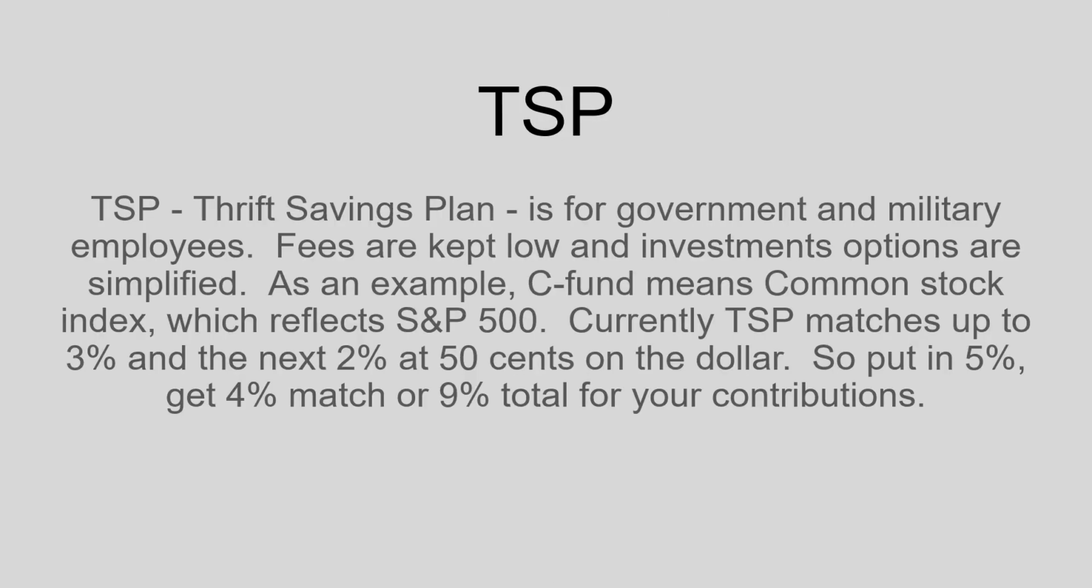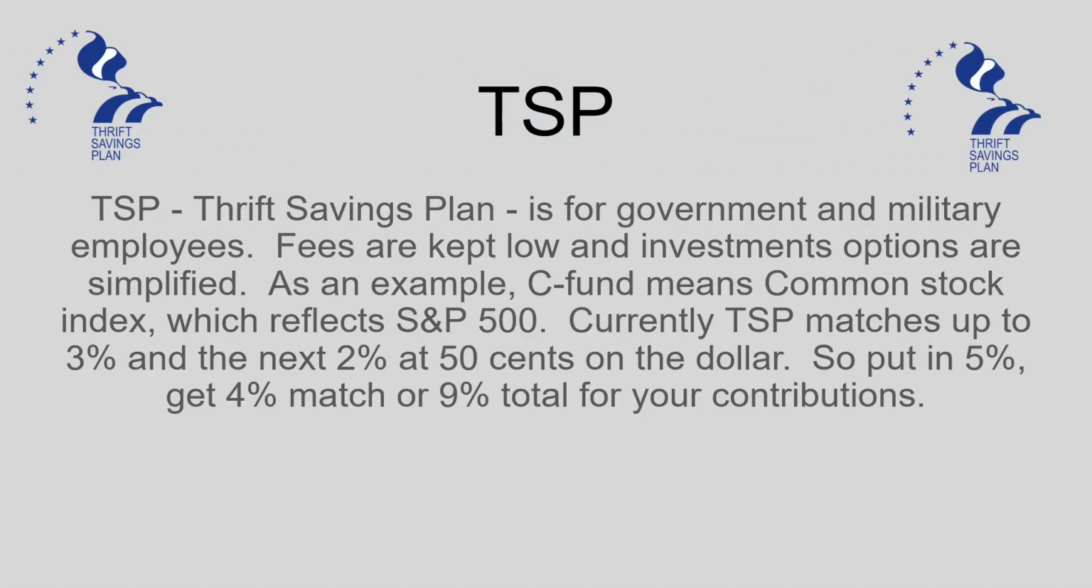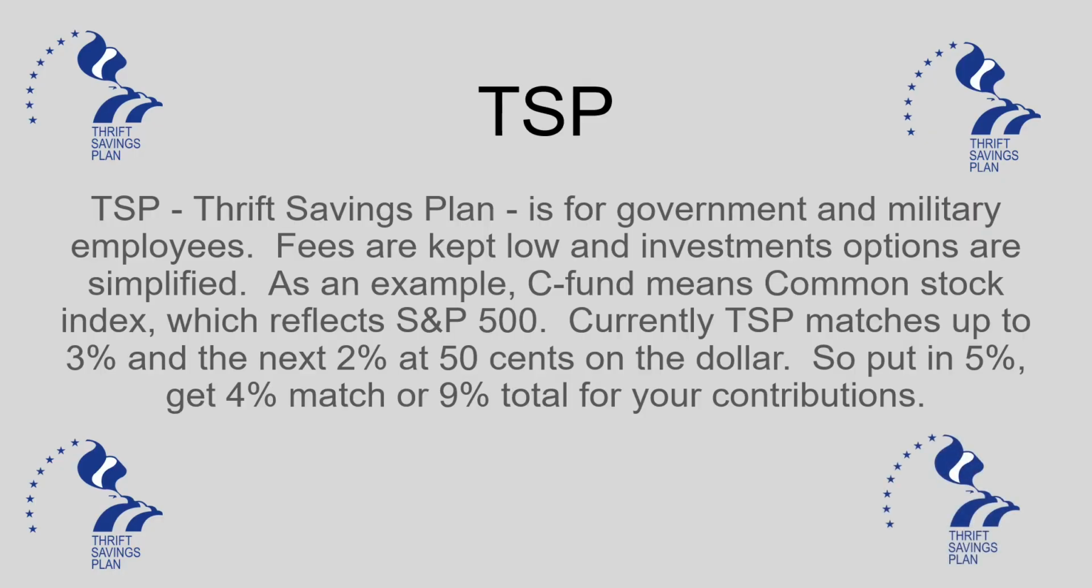The TSP. That means Thrift Savings Plan, and this is for government and military employees. Fees are kept low and investment options are simplified. As an example, the C fund means common stock index, which reflects the S&P 500. Currently the TSP matches up to 3% and the next 2% at 50 cents on the dollar. So you put in 5% and you get a 4% match, or a total of 9% for your contributions. So like a 401k, it's also a really good way to save for retirement.